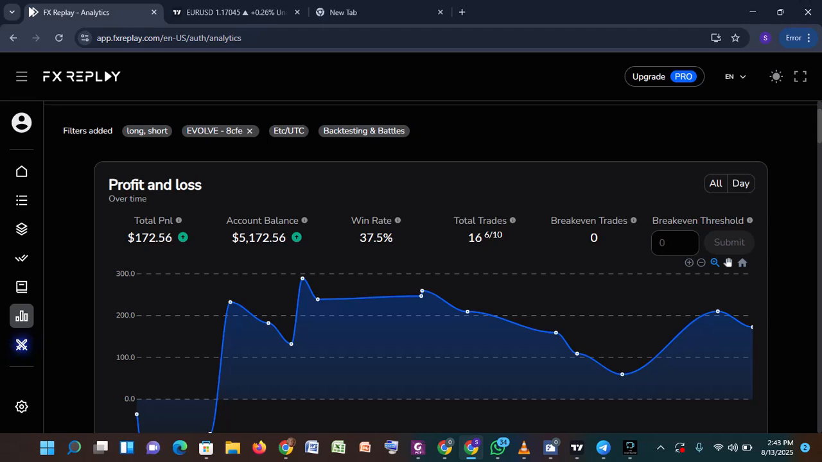I have a profit of $172 and the account balance, you can see it grows, right? There is growth in the account, and you can see the win rate and the total trades. I took 16 trades in the space of a month.